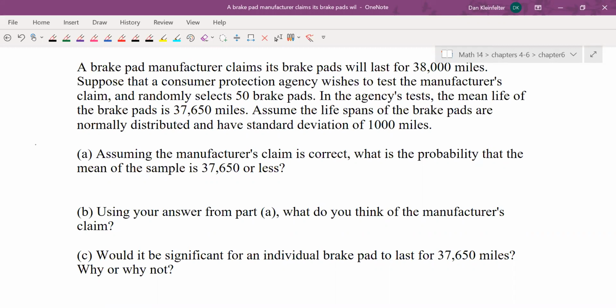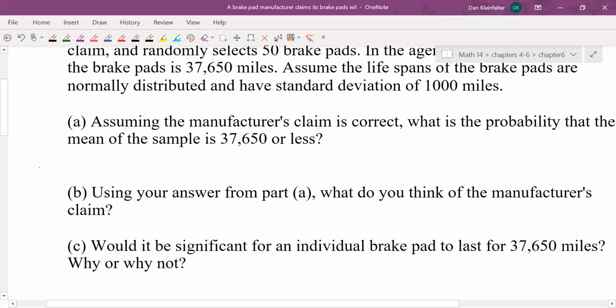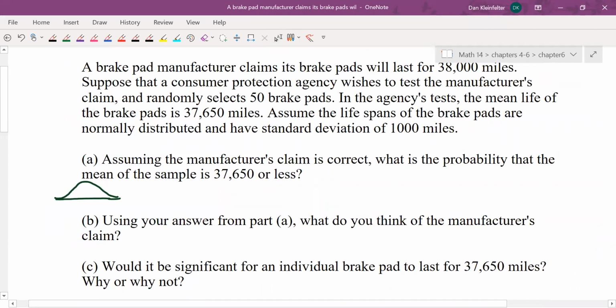In part A, it says, assuming the manufacturer's claim is correct, we want to find the probability that the mean of the sample is 37,650 or less. And then we'll go from there. All right, so let's see. Picture first. We're told that the claim of the manufacturer is that their mean is 38,000 miles.